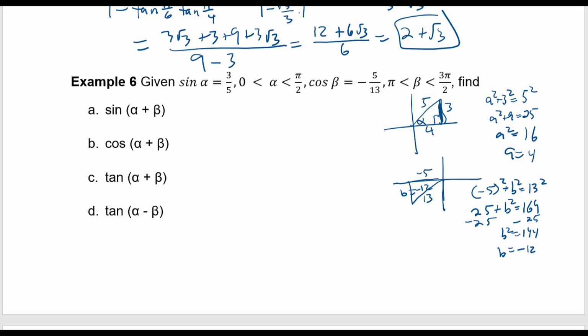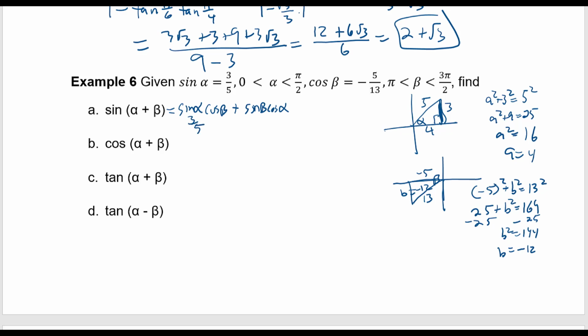So we can put this together. This is our alpha. This is beta. So sine of alpha plus beta is going to be sine alpha cosine beta plus sine beta cosine alpha, which means sine of alpha, we know that, it's 3/5.